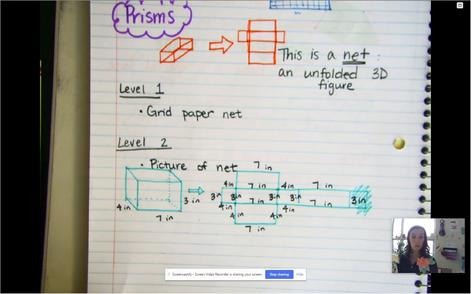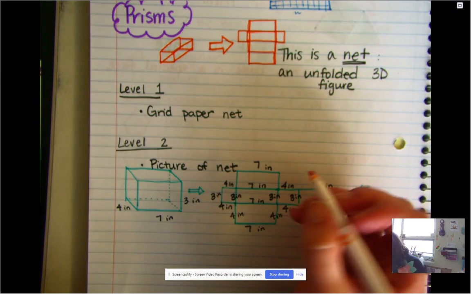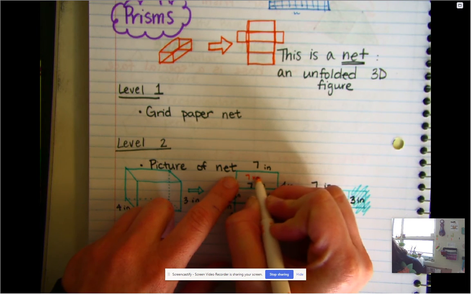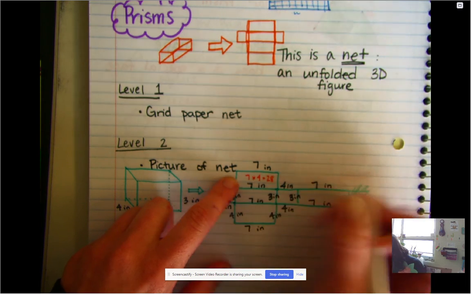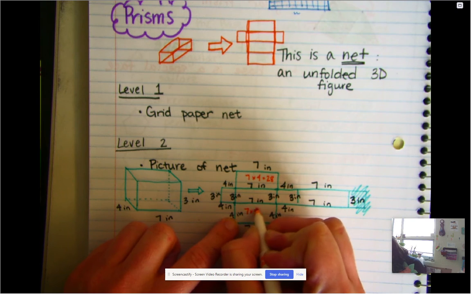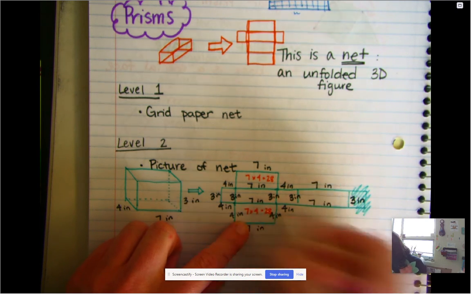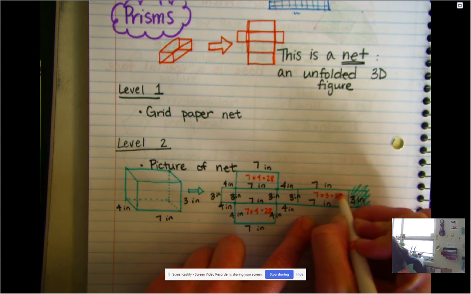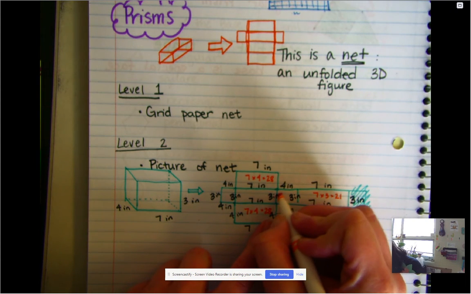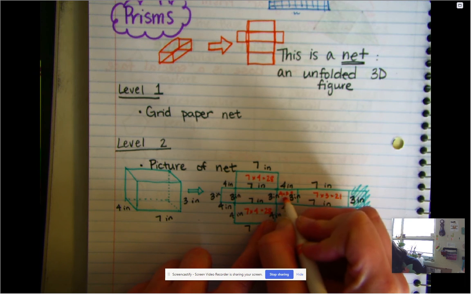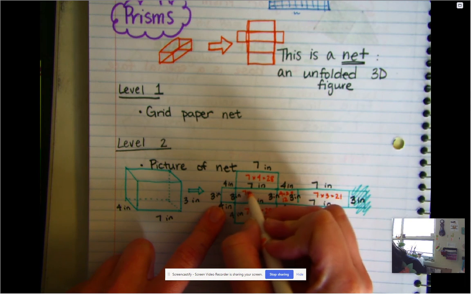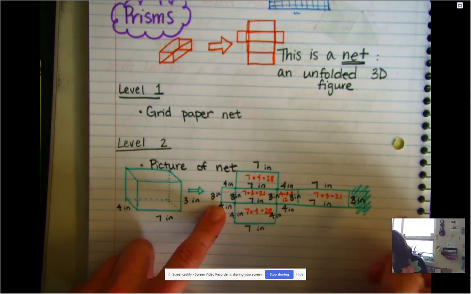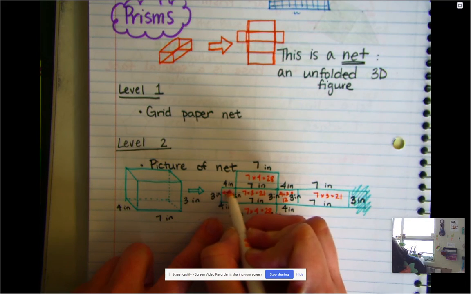Now Level 2, your job is, without being able to rely on the grid paper, can you still find the area of each section? So this section right here is a 7 by 4, which is 28. The good news is a lot of times you'll find that there's more than one with the same area. This is a 7 by 3, which is 21. This is a 4 by 3, which is 12. This is a 7 by 3, which is another 21. This is another 4 by 3, which is 12.